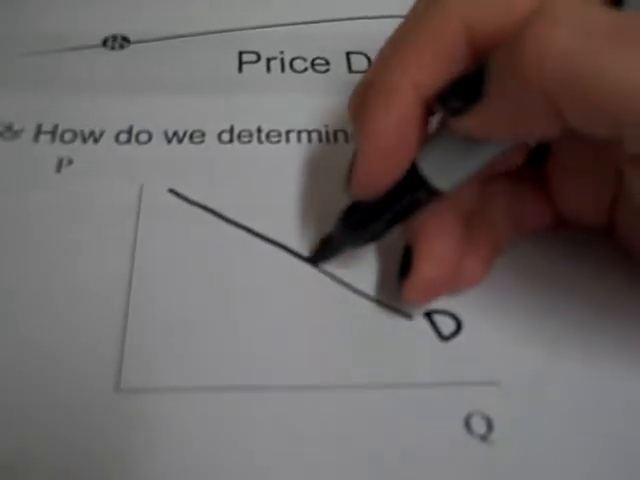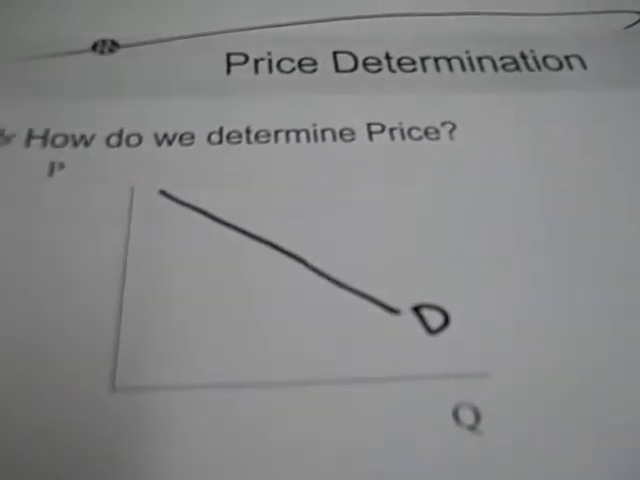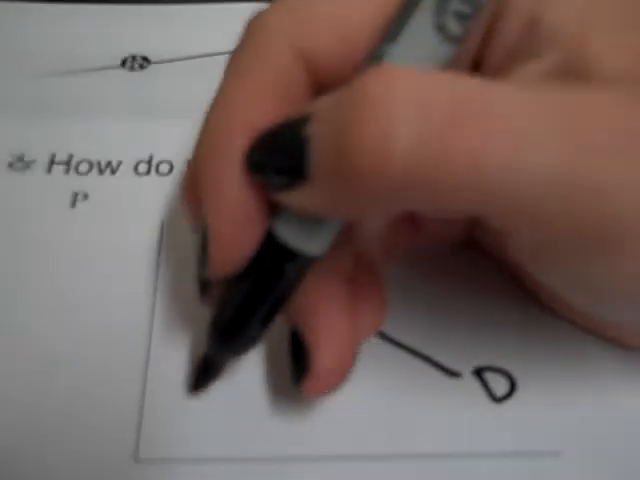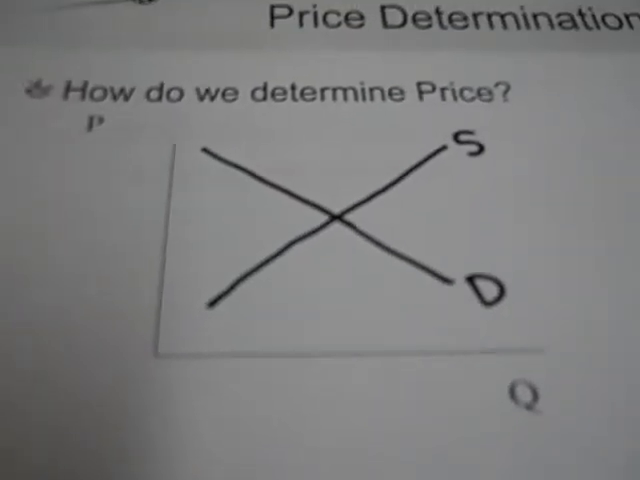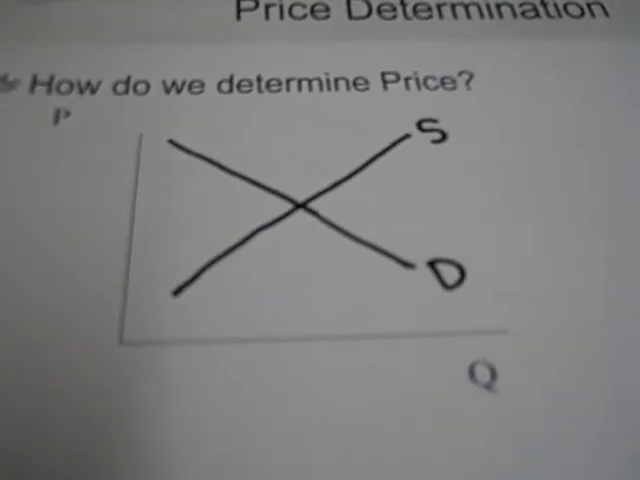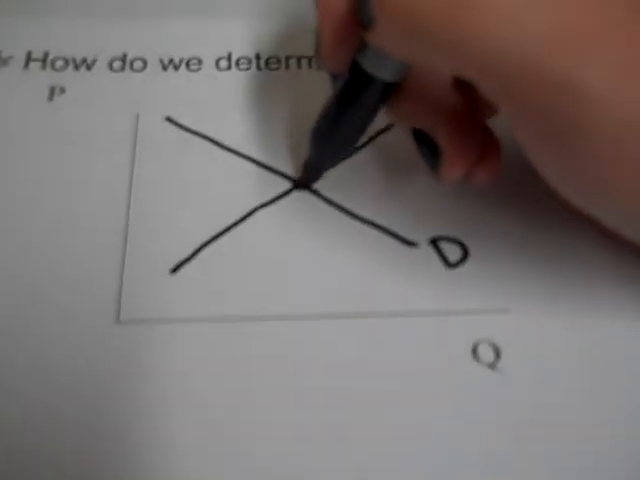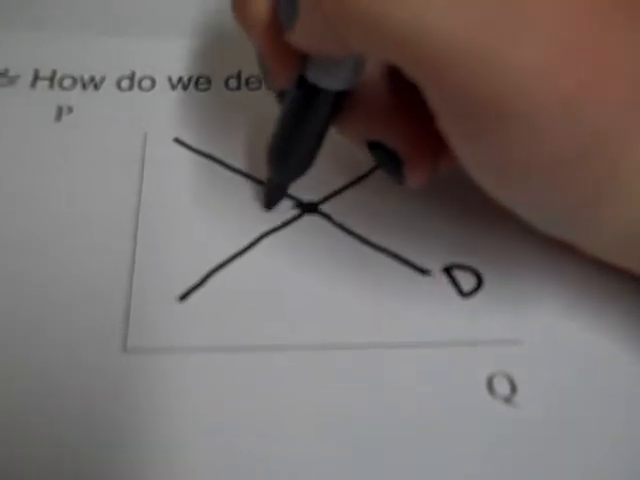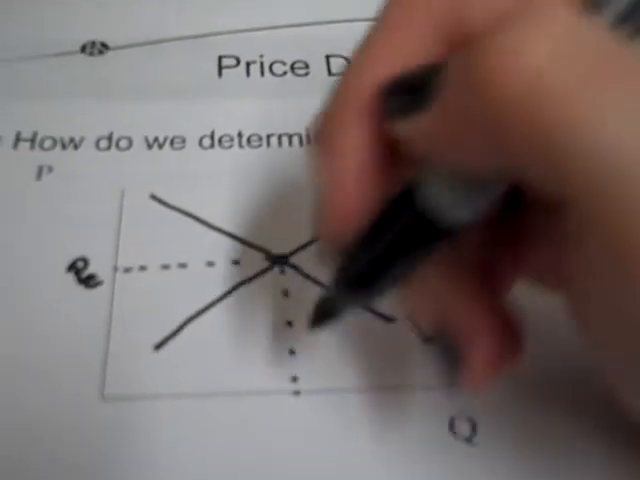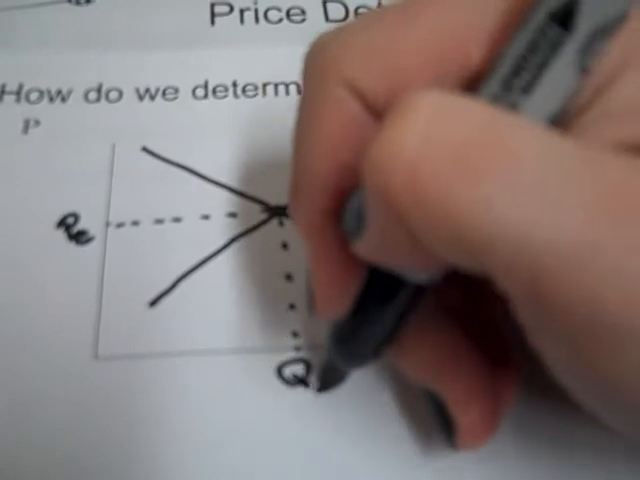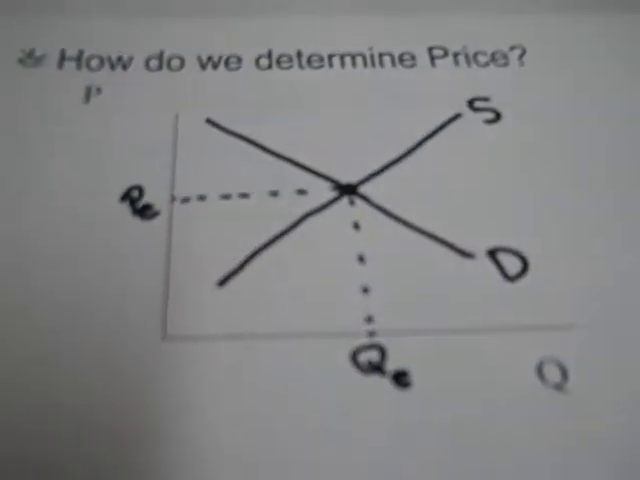So we have ourselves a demand curve. And we have ourselves a supply curve. We're going to determine price where supply equals demand, or where they intersect. We would put a dot. When you draw the line over to the left, that is where price is set at what we call equilibrium. And when you draw your line down to your quantity axis, that's where quantity is set at equilibrium.